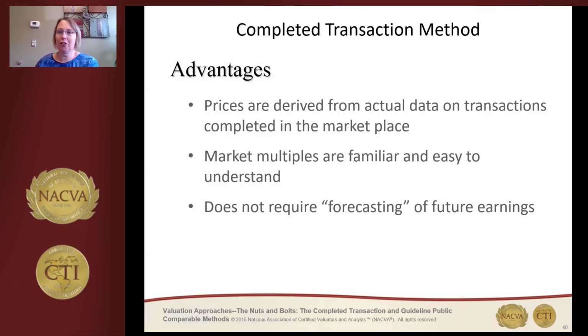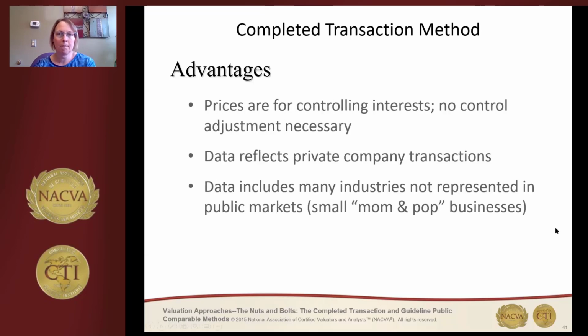So unlike the capitalization of earnings, where we had to do a whole build-up and come up with our number and try to explain that to a judge or a trier of fact, and they might not understand what you're saying, market multiples are easy. If I say it's 8 times EBITDA and I explain to the client what EBITDA is, they understand that. If I say it's 2 times revenue, they can understand that easily. And it doesn't require forecasting of future earnings. It is based on the current numbers, the current earnings. So those are some of the advantages of a completed transaction method.